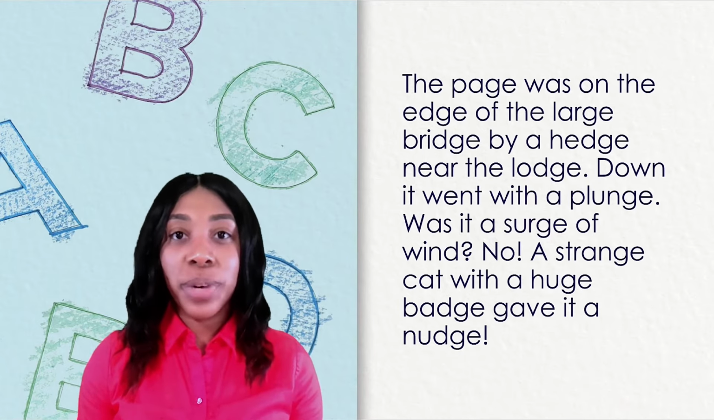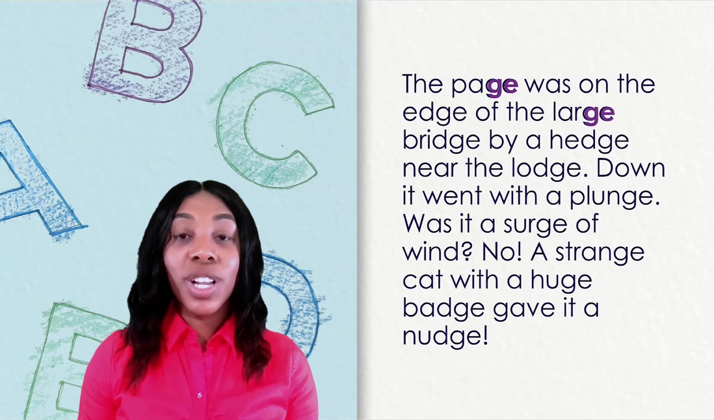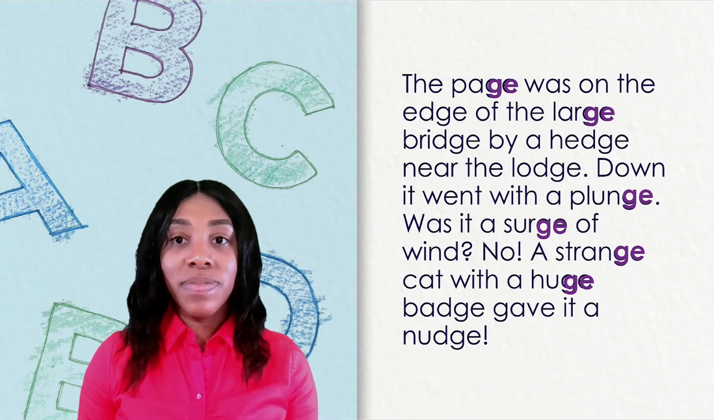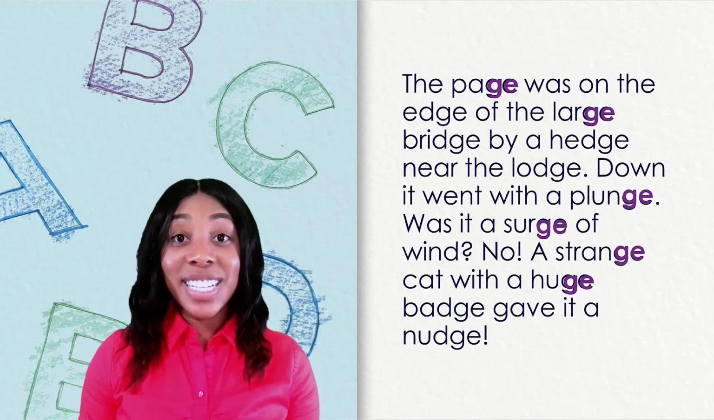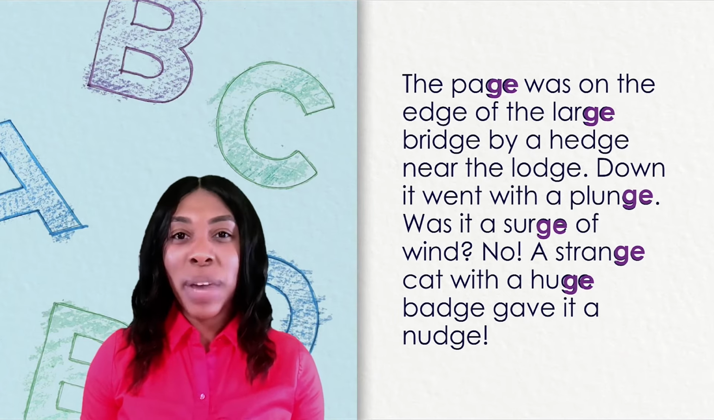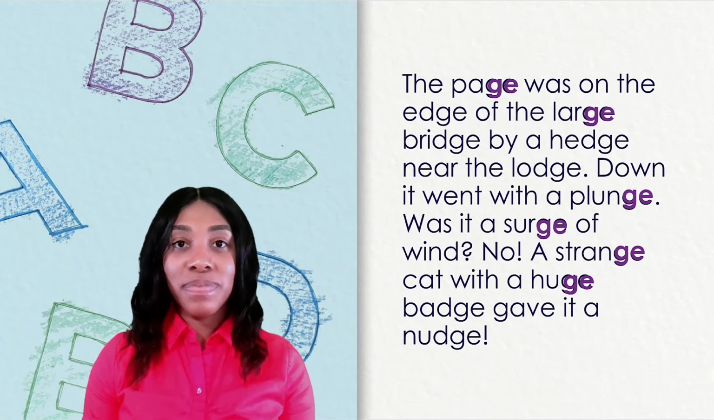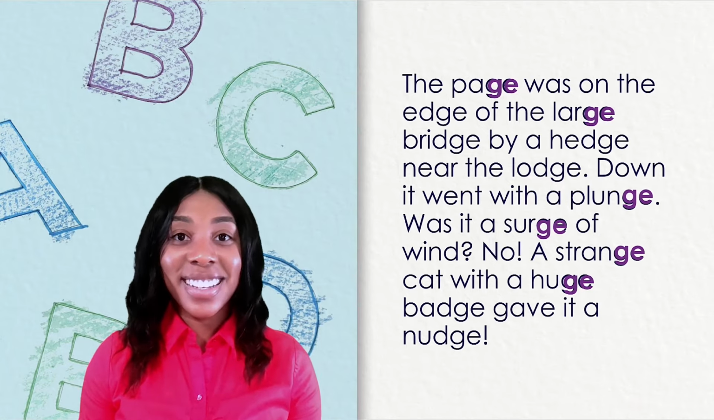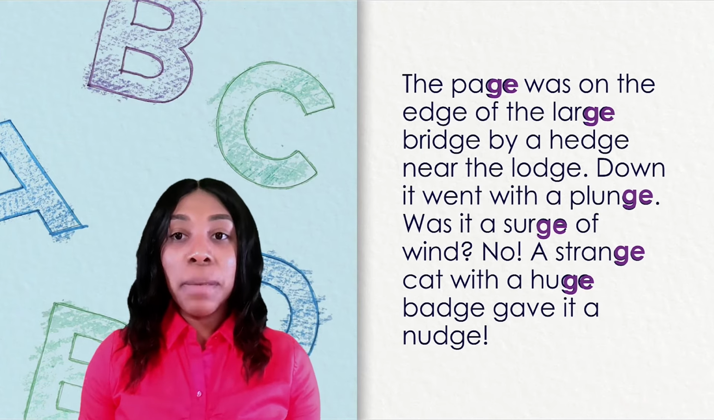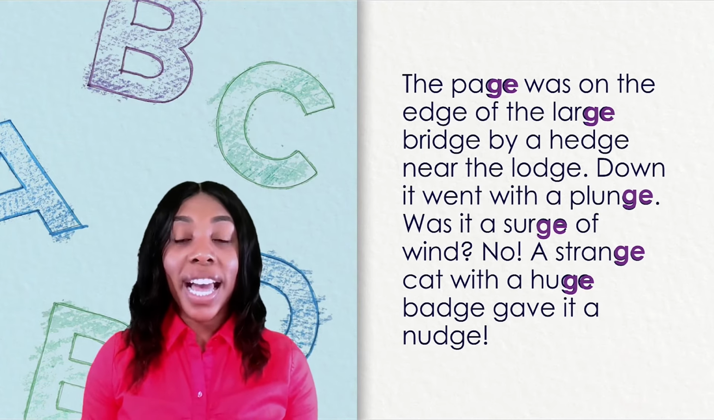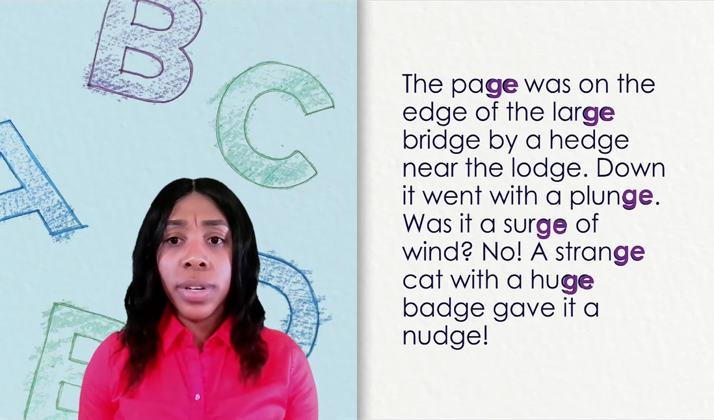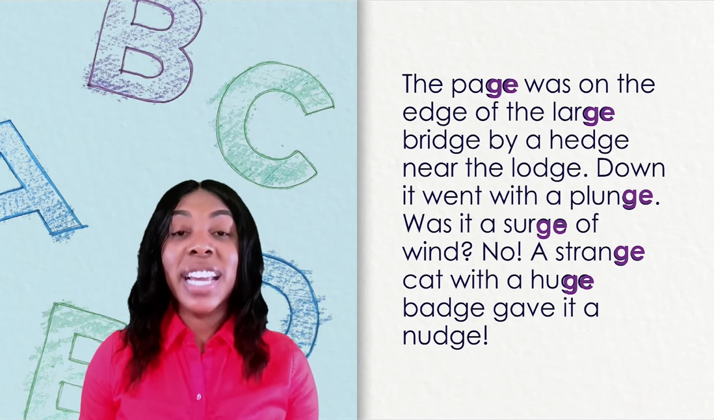All right, let's look closely at a few words. Page, large, plunge, surge, strange, and huge. What did all of these words have in common? They each made the J sound. What letters made the J sound in each of these words? G-E. Let's read the sentence one more time. The page was on the edge of the large bridge by a hedge near the lodge. Down it went with a plunge. Was it a surge of wind? No. A strange cat with a huge badge gave it a nudge.